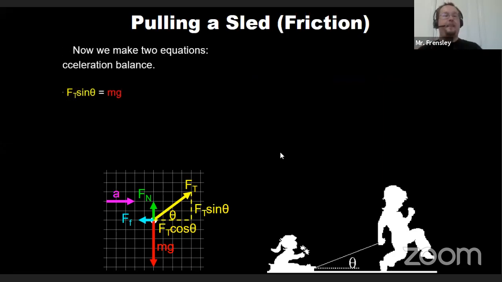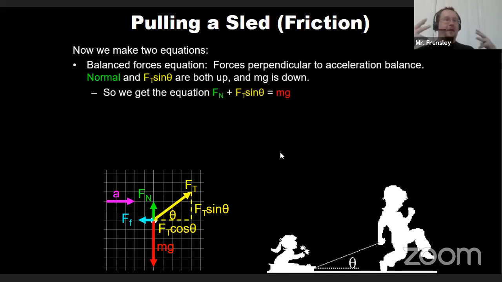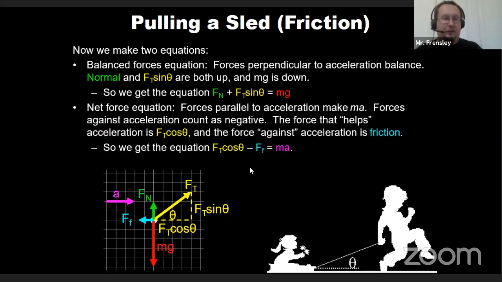Okay, so I'm going to make a couple of equations. This is probably all of mechanics, it hinges on these two bullet points. Any forces perpendicular to acceleration, we're going to balance those forces out. So who's perpendicular to acceleration? mg and force normal and the tension sine theta component. The normal and the tension sine theta component are in the same direction, so they add. The mg is in the opposite direction, so it's on the opposite side of the equal sign.